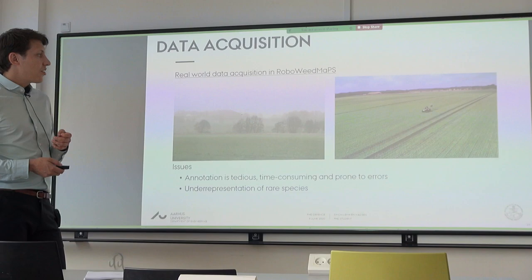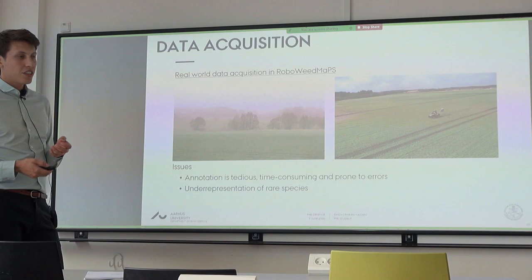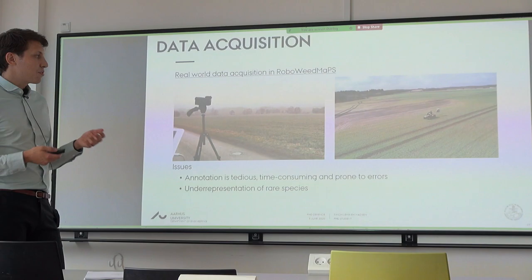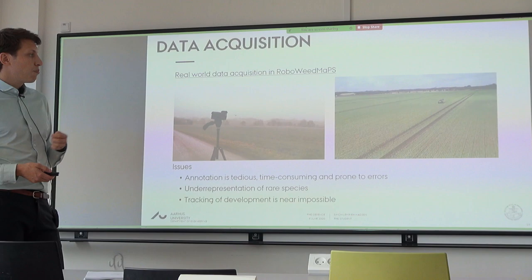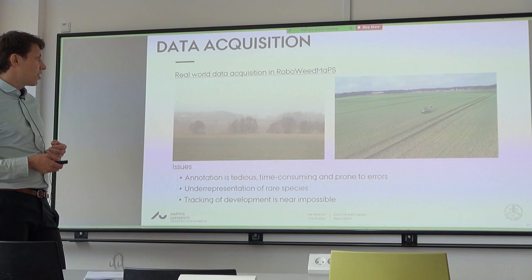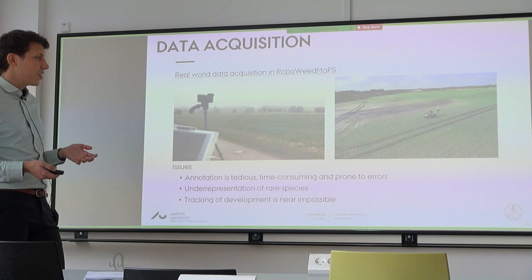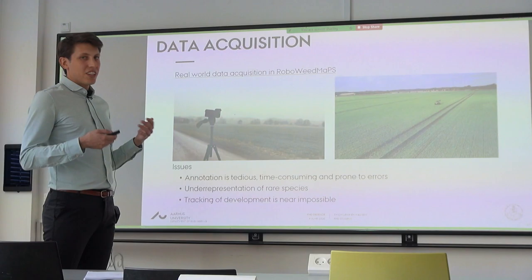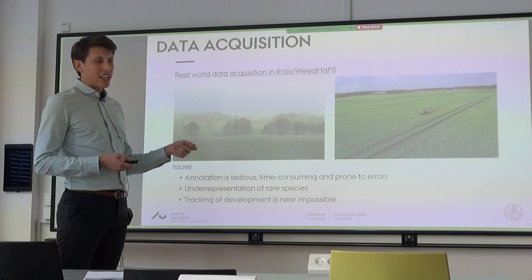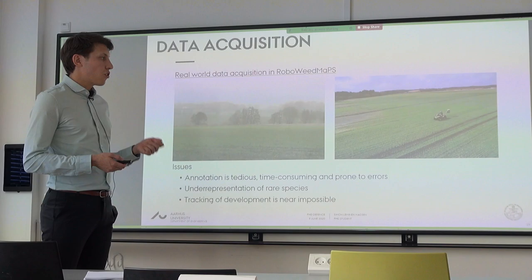Another issue is that we often get an underrepresentation of certain species, especially if they are naturally rare, because some species occur more frequently than others. And finally, it is impossible for us to track plant development in real-world data acquisition, mostly because whenever we have done data collection, the farmer tends to spray his field afterwards, thereby killing off all the weeds, so we cannot track them afterwards. And even if he didn't do that, it would be near impossible for us to take images at the exact same locations each time without a significant drop in the capacity of our system.